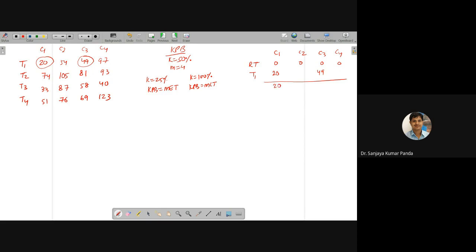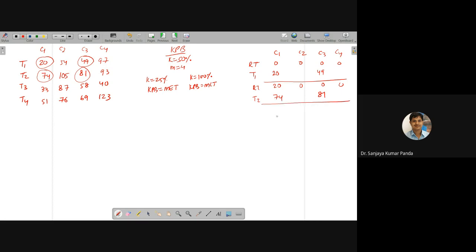Right. Now coming to T2. It is 20. So the first cloud is already executed, so the ready time is now updated to 20, 0, 0, 0. For example, if you go for T2, it has 4 different values in 4 different clouds. But I am going to consider only the best 2. The best 2 are 74 and 81. So here I'll write 74, here I'll write 81.